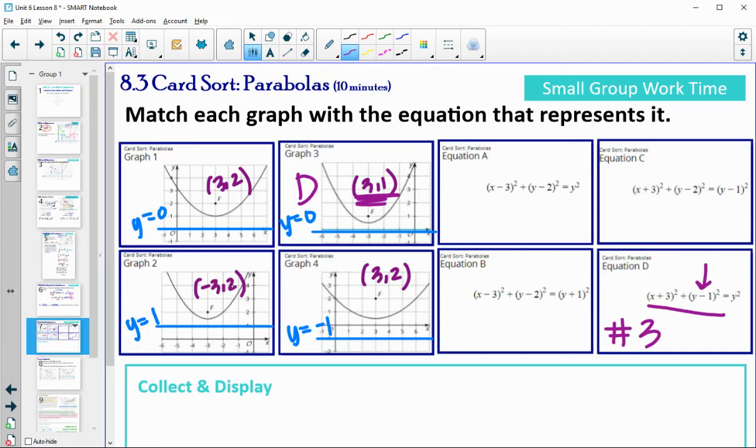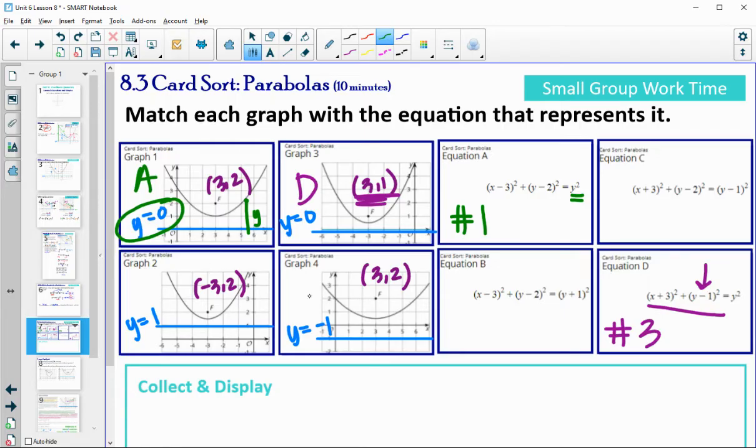Then we've got one so this one had a directrix of 0. Okay, we've already used that one. So now this one is the only other one with a directrix of 0. So it's going to just be equal to y, right? Any point on here is just going to be equal to the y coordinate since the directrix is at 0. So equation A goes with graph number 1.